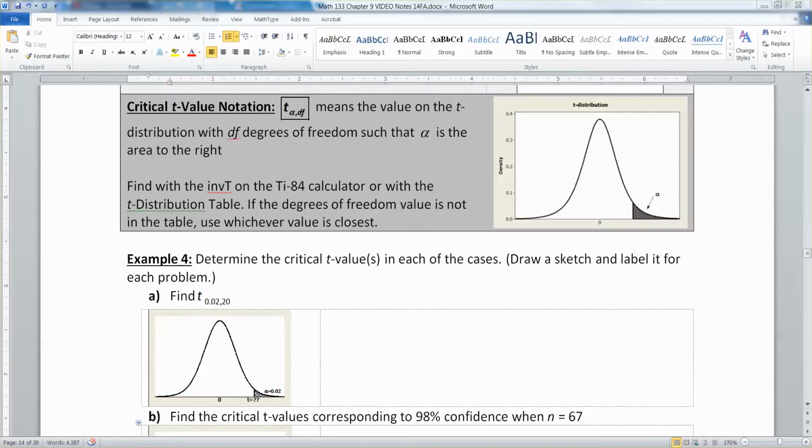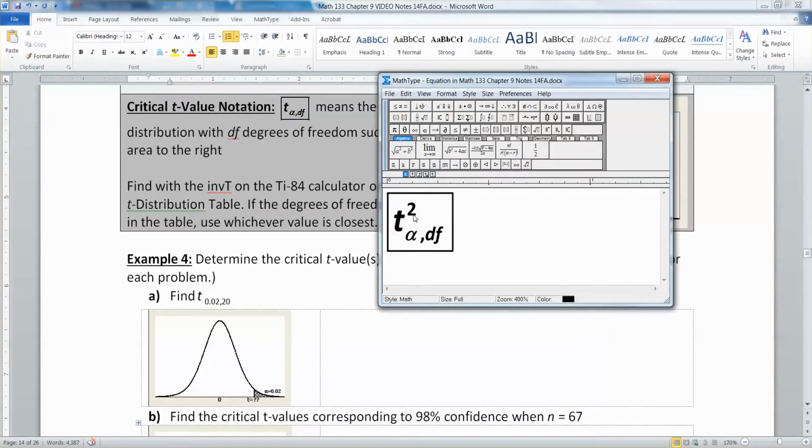The problem with the table is that it's limited. There's only a certain number of values in there. The calculator can find any value, right? But the table can only find so many of them.